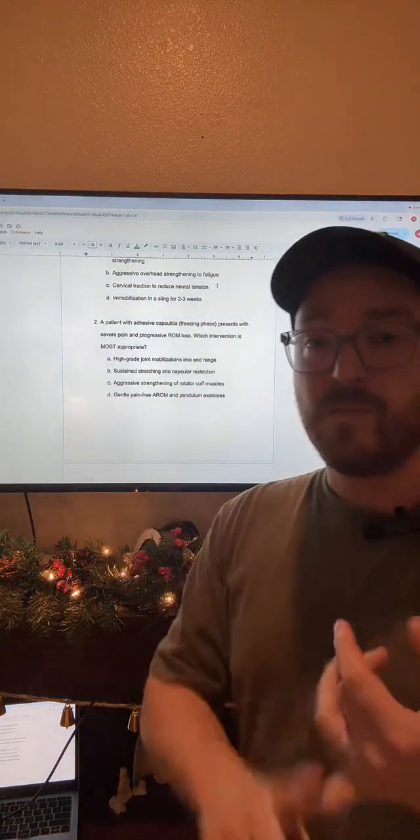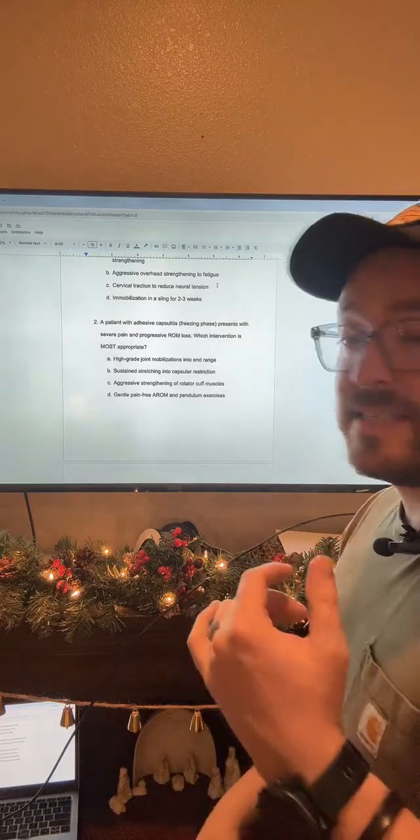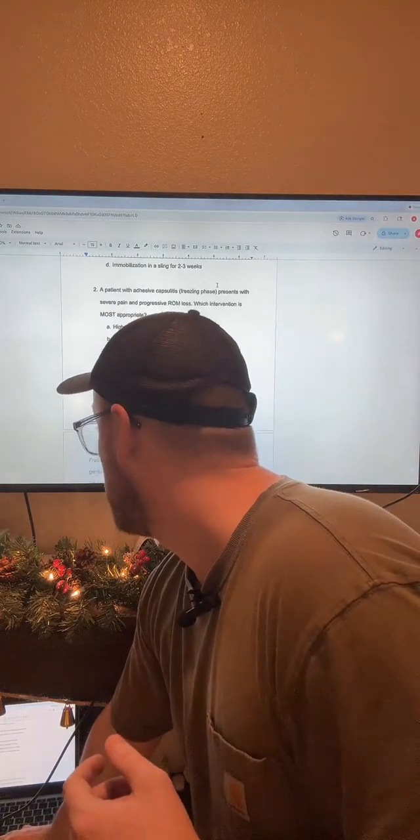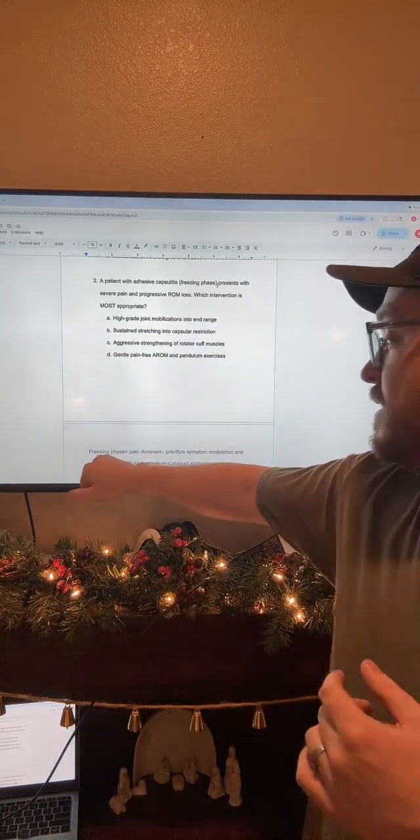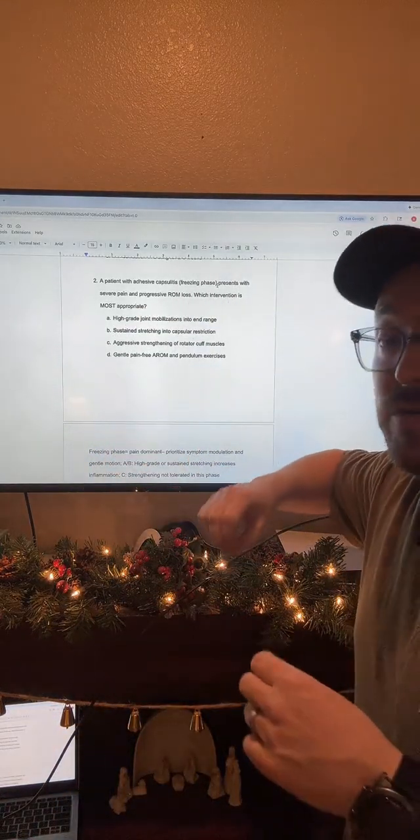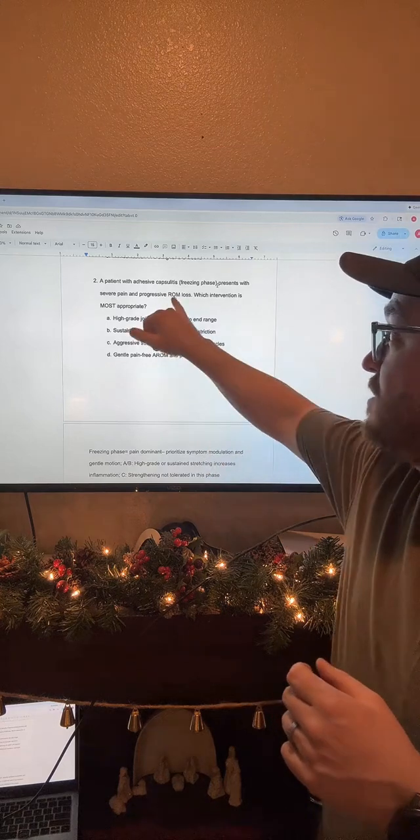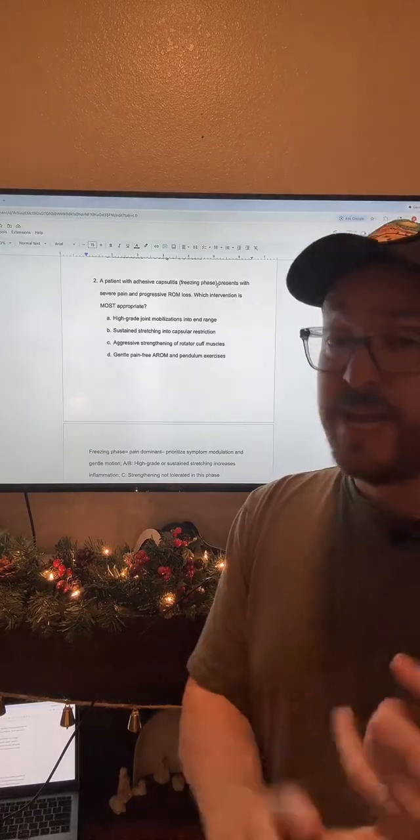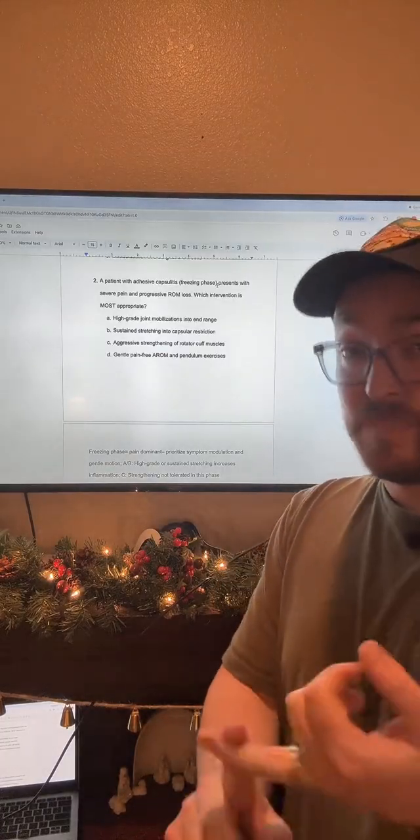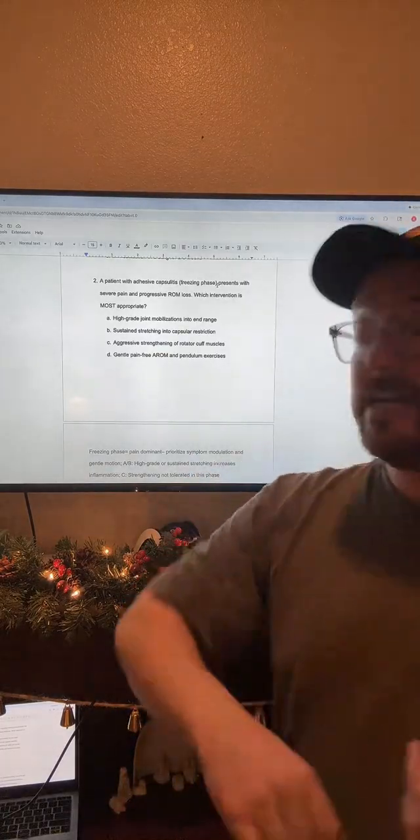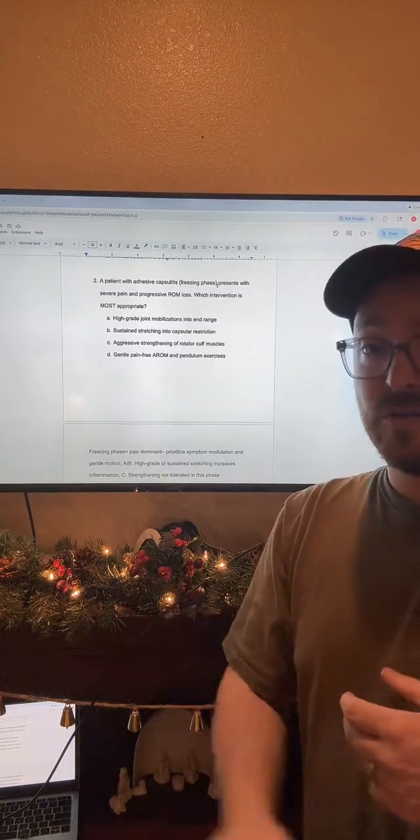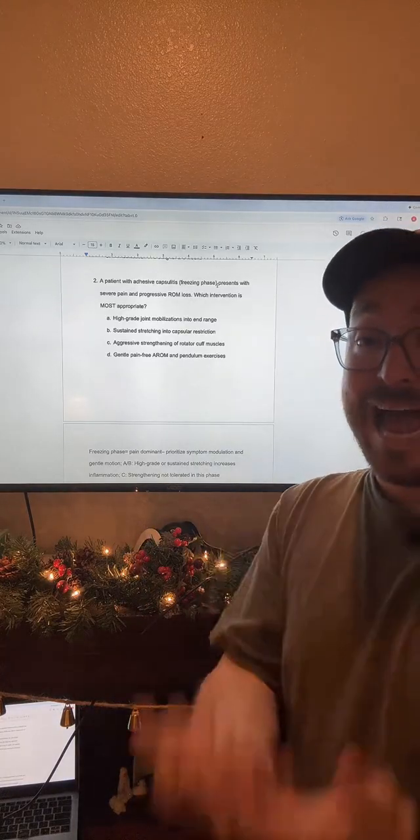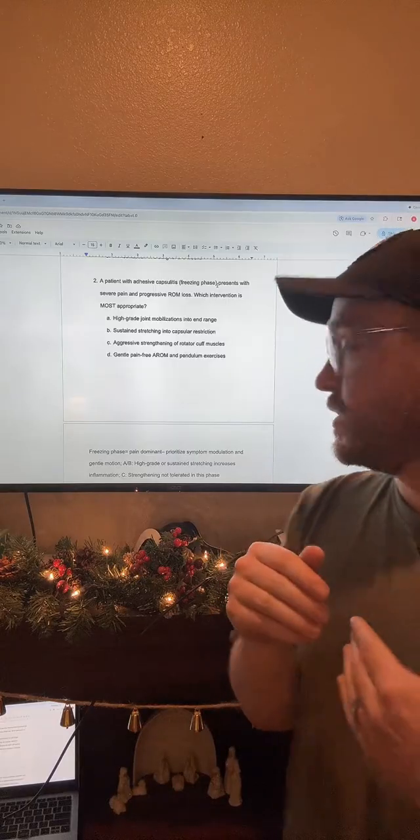Okay, so the answer is, like you guys said, D. Let's go over why. In the freezing phase, the thing that's going to restrict range of motion is going to be pain, right? It's not capsular restriction yet. It's not other soft tissue restrictions. It's pain. So you want to prioritize symptom modulation and gentle motion just to keep the muscles active, but they're probably not going to tolerate strengthening yet.